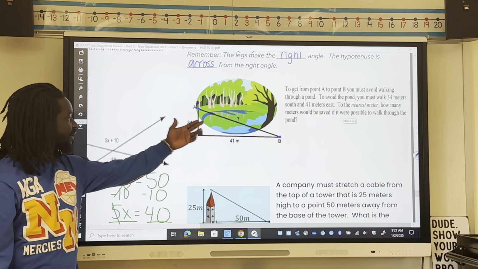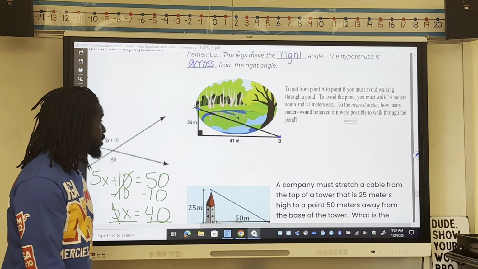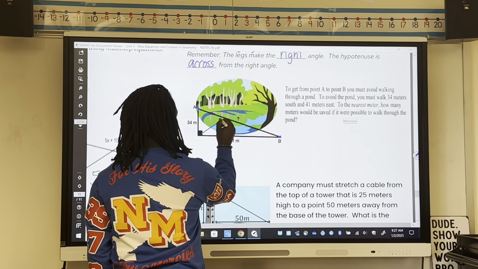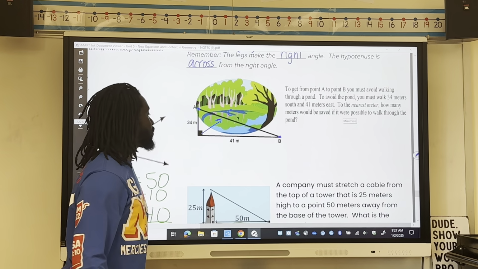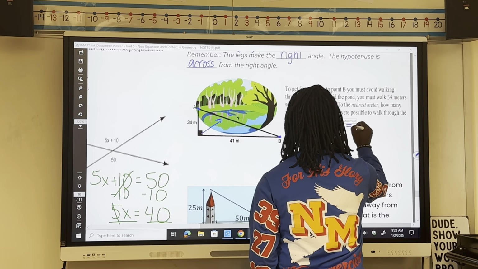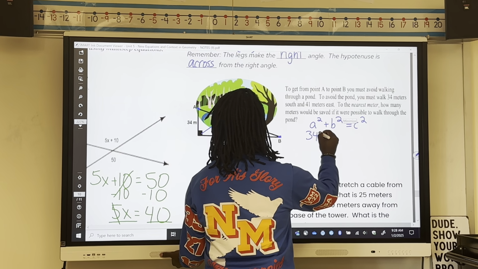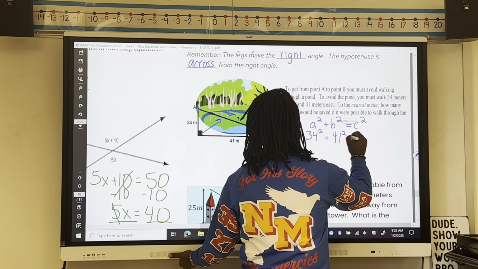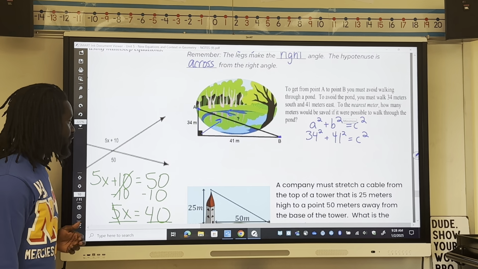Well, we are looking for our hypotenuse on our triangle. I know this is the hypotenuse. I know this is the C because it is across from the right angle. So that is the C that we are looking for. So Pythagorean theorem, A squared plus B squared equals C squared. A is 34, so it's 34 squared plus B, 41 squared, equals C squared. I don't know what C is. That's what I'm looking for.